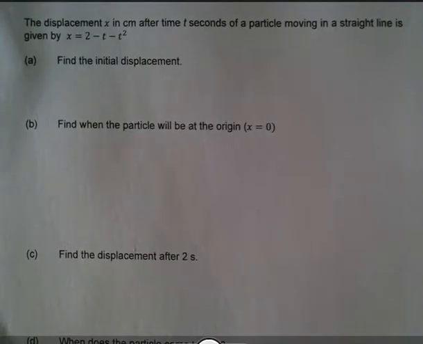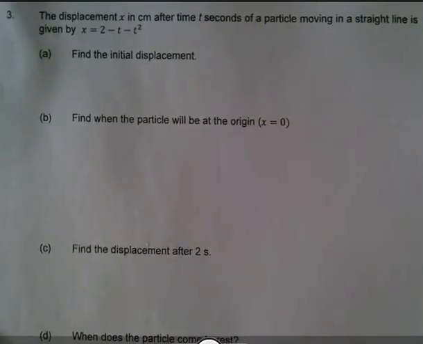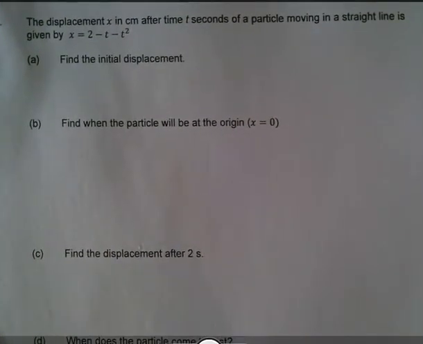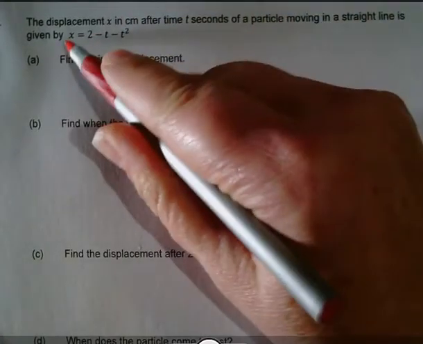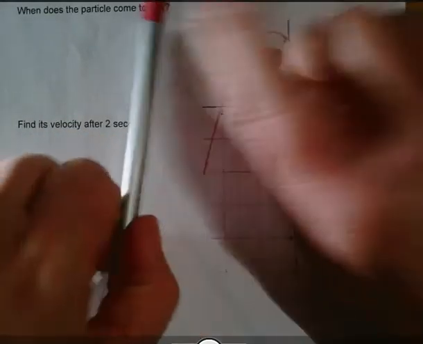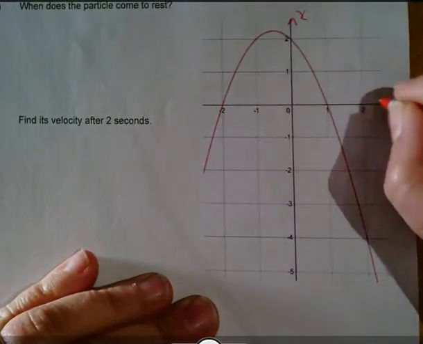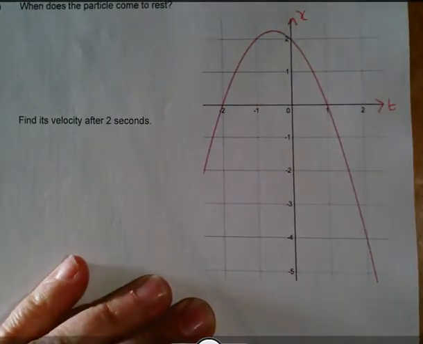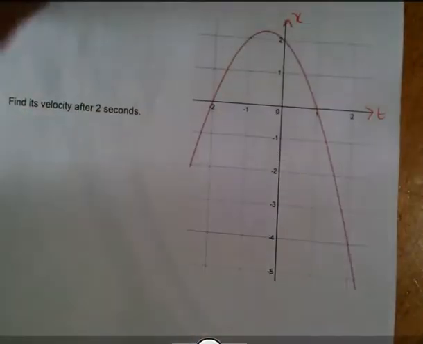Okay, now for the last question, question 3, the displacement x in centimeters after time t seconds of a particle moving in a straight line is given by this equation. Now if you look at this, it's a concave down parabola and it's drawn here. So if I just look at this graph, look at the gradient. So this is an x versus time graph, displacement versus time. It's graphing this, 2 minus t squared.